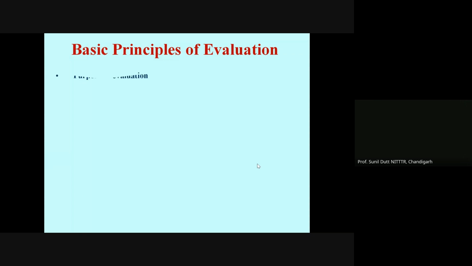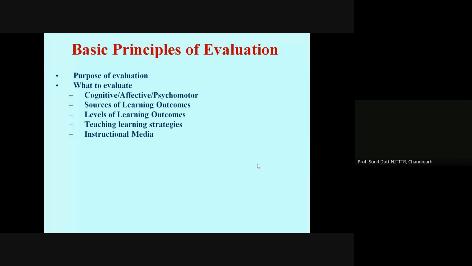Firstly, what is the purpose of evaluation? That must be clear to the teacher before preparing a question paper. Here, he has to clearly specify it, because the effectiveness of evaluation depends upon knowing this. And after that, you can select the evaluation technique. Then comes what to evaluate: cognitive domain, affective domain, psychomotor domain, or the sources of learning outcomes, levels of learning outcome, teaching learning strategy, instruction media, what to evaluate.